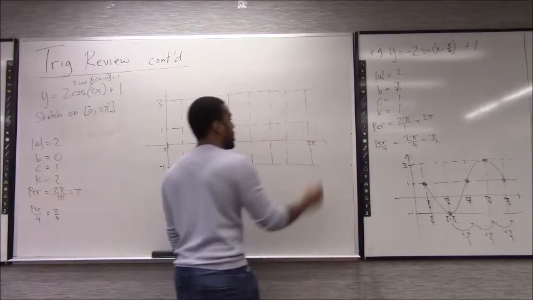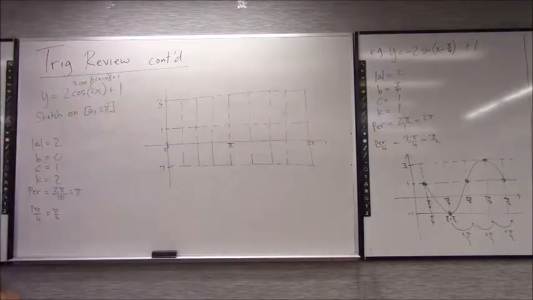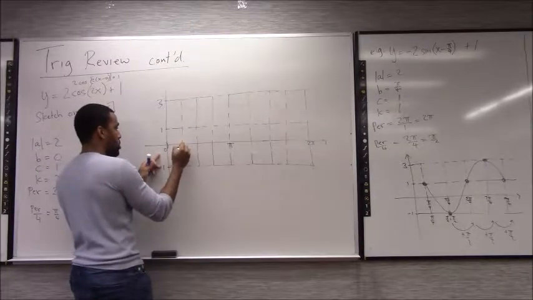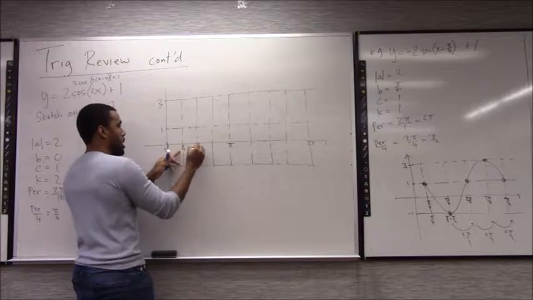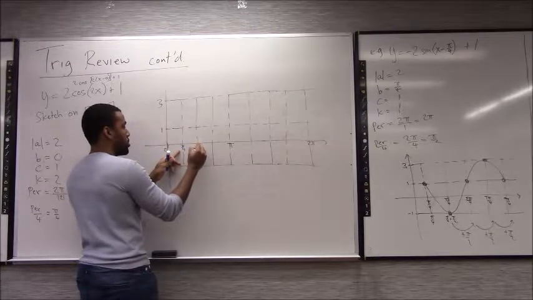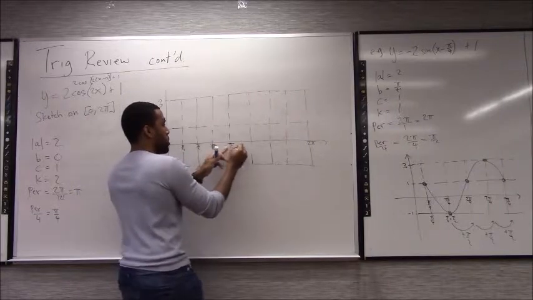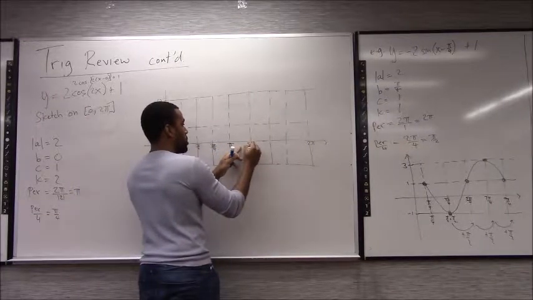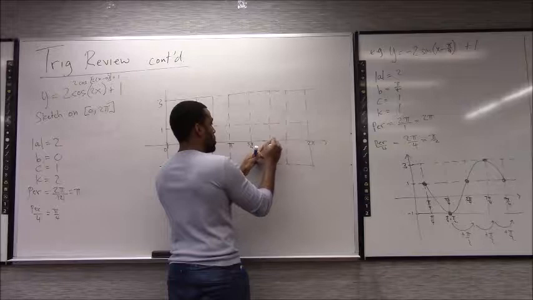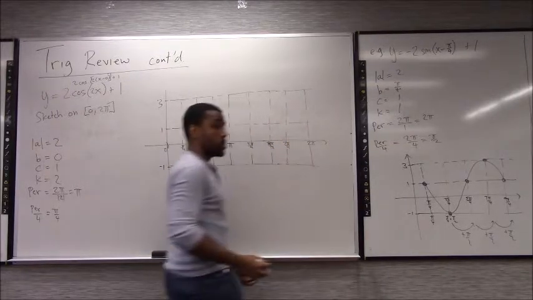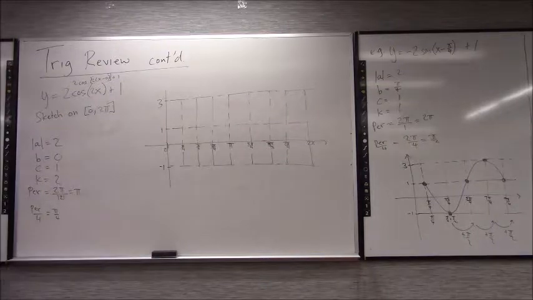Going all the way up to 2 pi. I know that my period over 4 is pi over 4, so I start at 0, add pi over 4, add pi over 4, this gives me 2 pi over 4, 3 pi over 4, 4 pi over 4, 5 pi over 4, 6 pi over 4, 7 pi over 4, 8 pi over 4 hits the 2 pi mark.